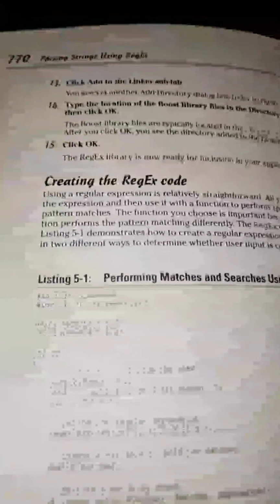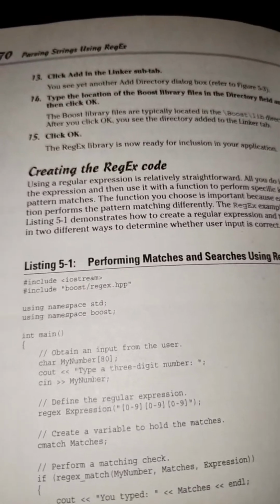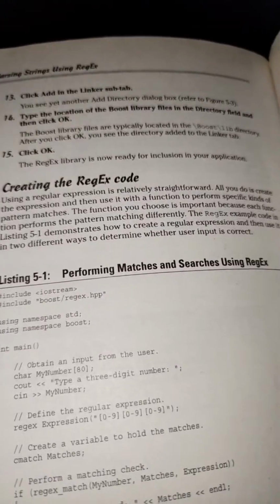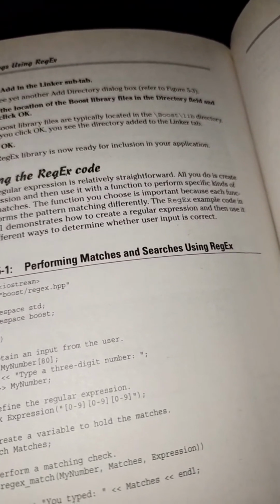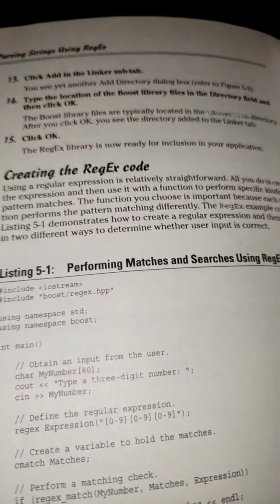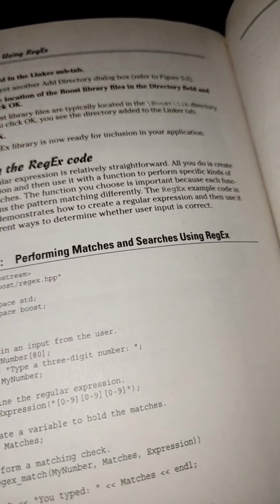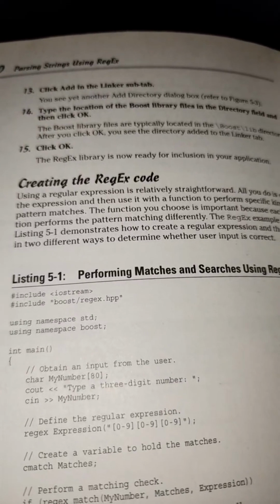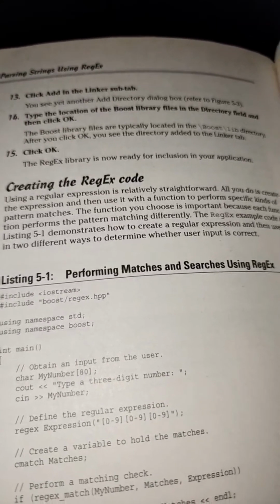Creating the regex code using a regular expression is relatively straightforward. All you do is create the expression and then use it with a function to perform specific kinds of pattern matches. The function you choose is important because each function performs the pattern matching differently. The regex example code in Listing 5-1 demonstrates how to create a regular expression and then use it in two different ways to determine whether user input is correct.